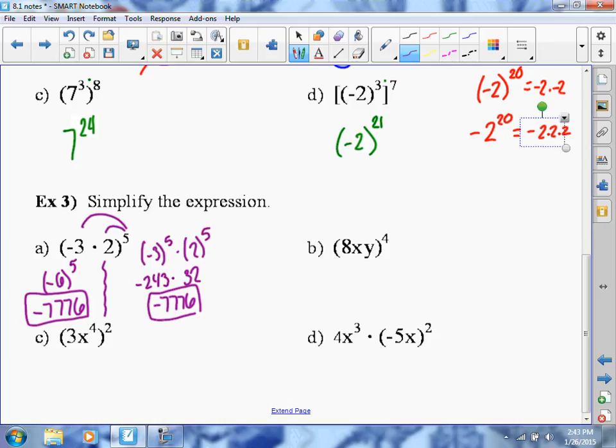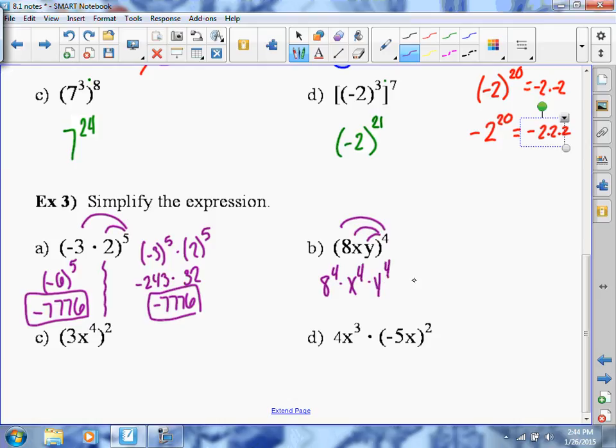Okay, now for part B, I can't necessarily multiply the stuff in the parentheses together because I have an 8 and a 9. They don't tell me what the x and the y are. So I can't substitute a number in there and actually multiply this all out and get one number to the 4th power. So for this one, I do have to distribute that 4 to every single term. So I have to do 8 to the 4th times x to the 4th times y to the 4th.